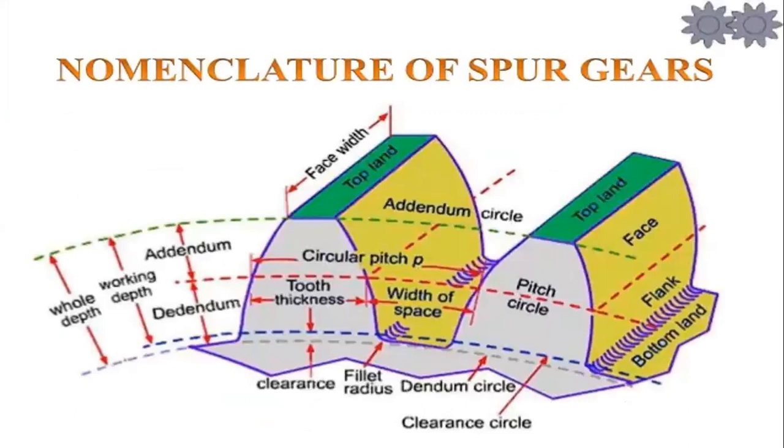In the greenish color, you can see the top line, that is the top surface of the gear, and the width of the gear is taken as the face width. And of the two parts of the gear, the part above the pitch circle is known as the addendum, and the lower part of the pitch circle is known as the dedendum. You can see it in the picture also.